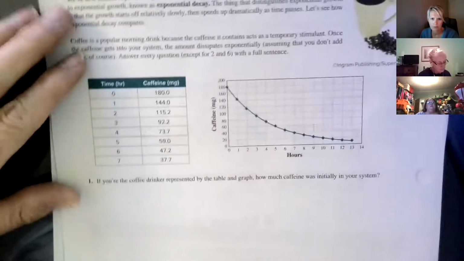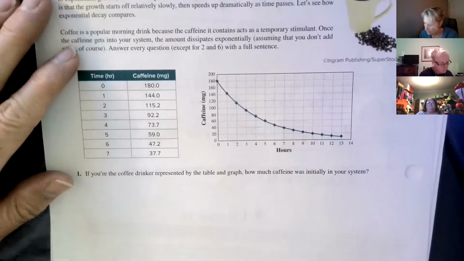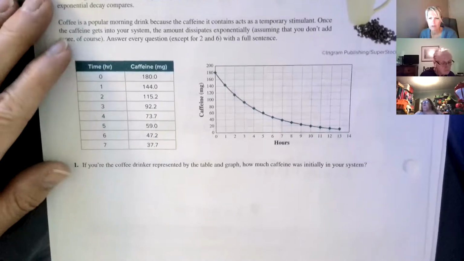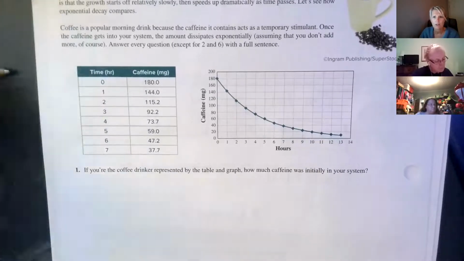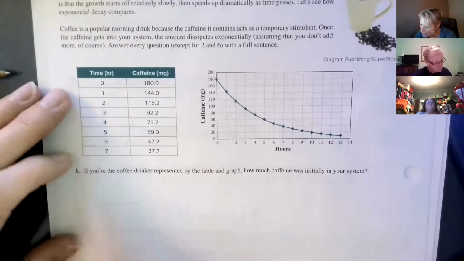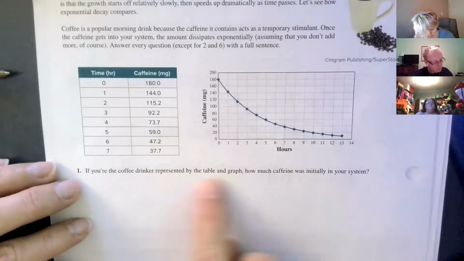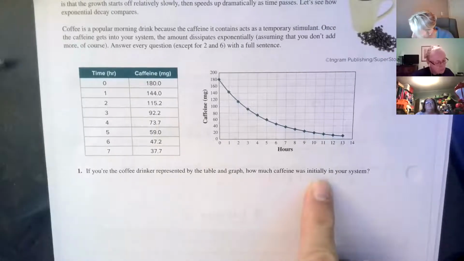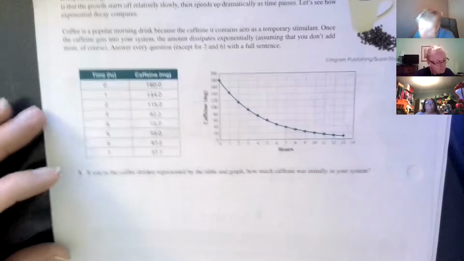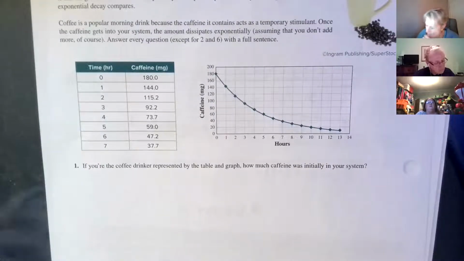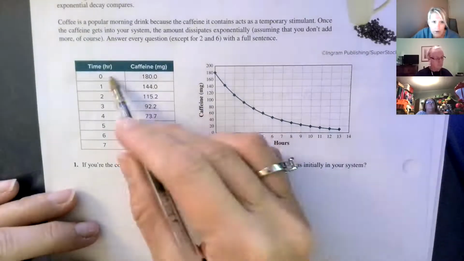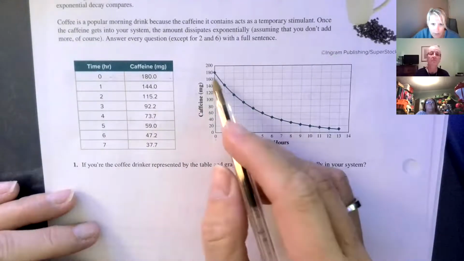So Tracy's already worked on this. Darla, you're working away on it. Are you caught up with us here? Okay, she's giving us a thumbs up. So Tracy already has hers. I'm going to let Darla look at hers because it says if you're the coffee drinker represented by the table and graph, how much caffeine was initially in your system? One hundred and 80 caffeine. 180 milligrams. So we could see that either from the table, or we could also see it from the graph, right?